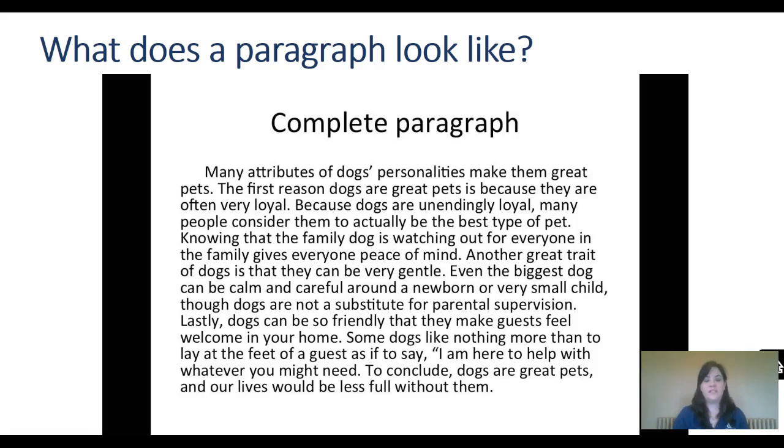And then we get some details as to how dogs are gentle. And then we're told, lastly, that dogs are good pets because they make your guests feel welcome. And then we get more examples of how pets do that. So this is a good example paragraph because it follows the structure. It organizes the writing. It has a topic sentence and supporting sentences. And the reader can easily follow along as the writer stays on topic.